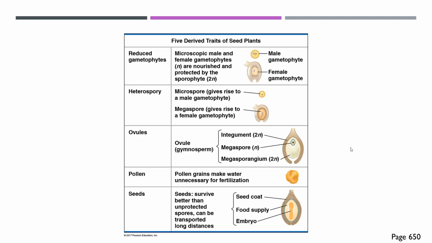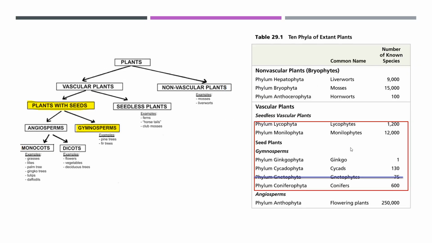Okay, so I'm going to go back to this screen here. And I've highlighted just this right here, the gymnosperms. And the gymnosperms that we're going to be talking about are from this table over here, which again, you have seen 3 times, okay? So we're going to be looking at the seed plants.